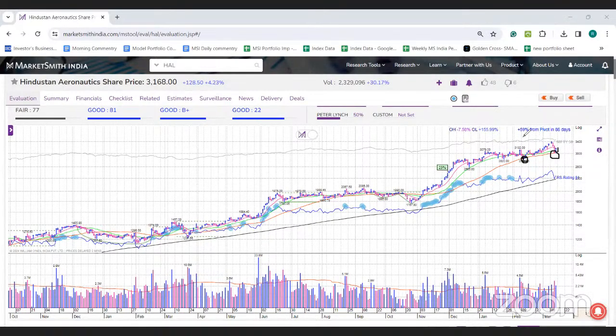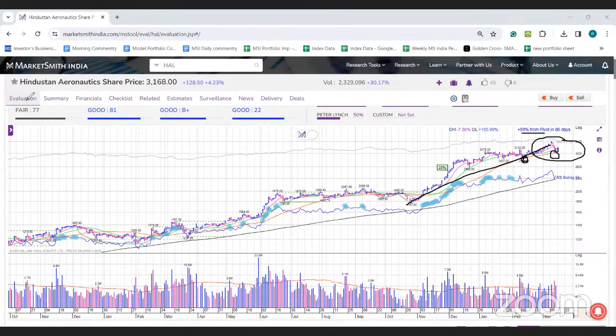If you are not holding it, for a fresh entry, then I think you need to wait because it is extended much, 59% from its pivot in just 4 to 5 months. So let it form a fresh base over here, and then at the time of breakout, you might go for it. Otherwise, the fundamentals are superb for HAL.